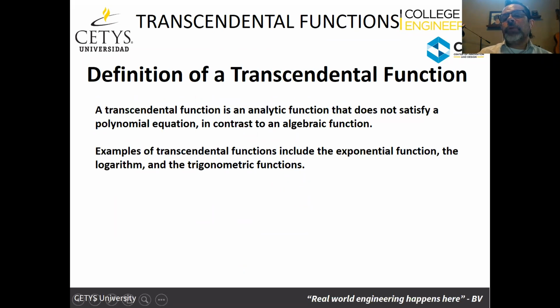Okay, so now that we've defined what an inverse of a function is, now let's talk about transcendental functions.